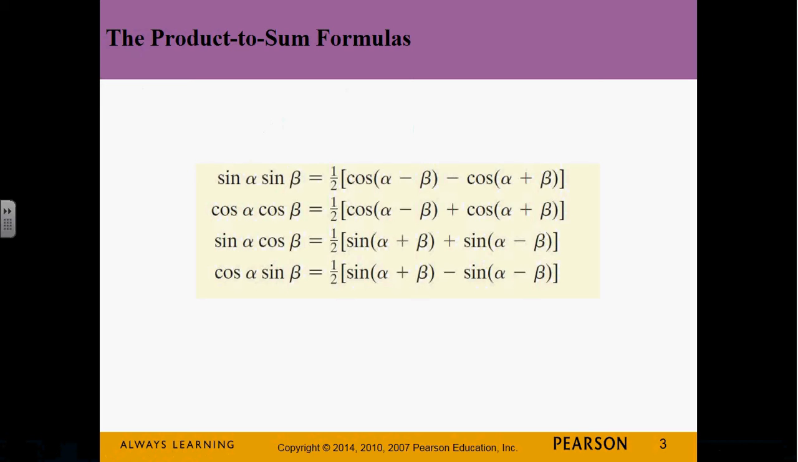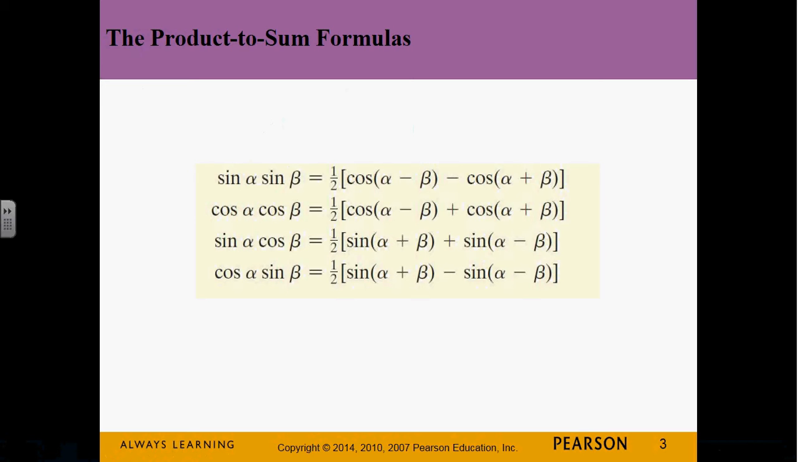So notice that sine and sine gives us cosine and cosine. It's always alpha minus beta, alpha plus beta. Cosine alpha cosine beta gives us cosine cosine. So if both of them are the same, we wind up with two cosines. The only difference here is sine gives us subtraction, cosine gives us addition. All right?